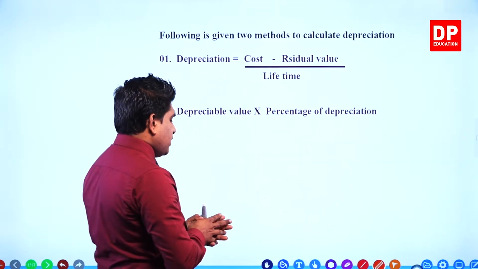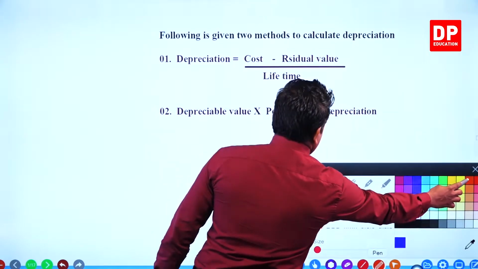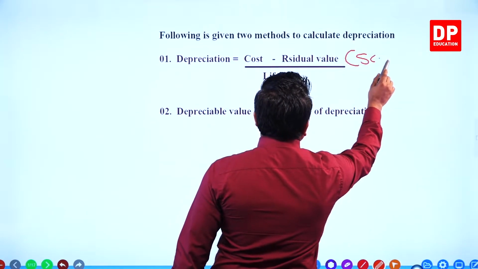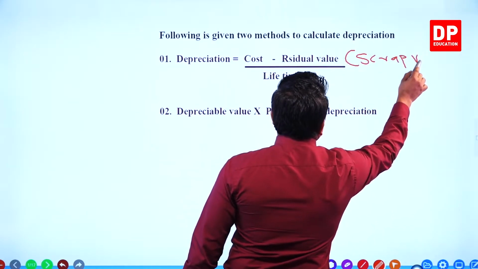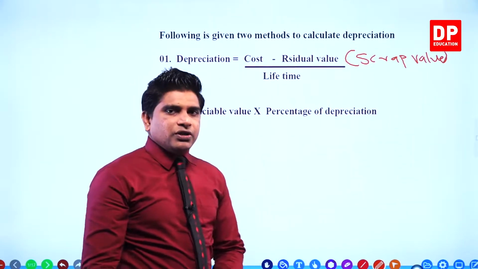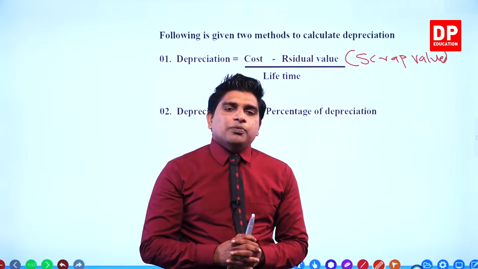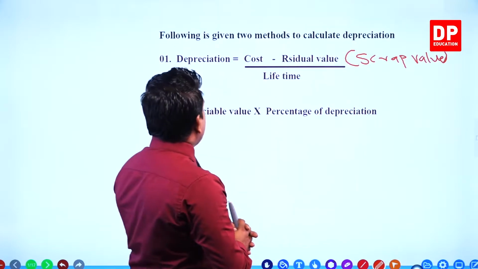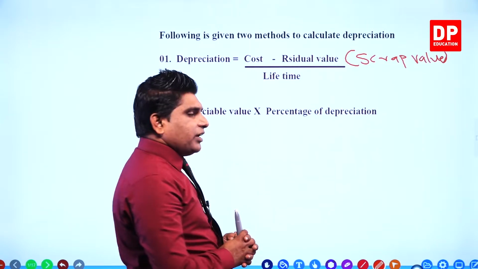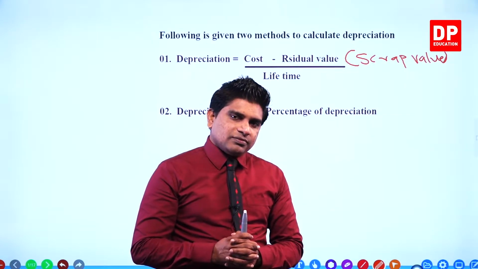Residual value is the name we give for this. Sometimes in the exam paper they will ask for scrap value instead. You can watch the last video, where I clearly explained everything. If you want to revise the theory, you can watch the last video. Depreciation equals cost minus residual value, or scrap value, divided by lifetime. It is the first method.